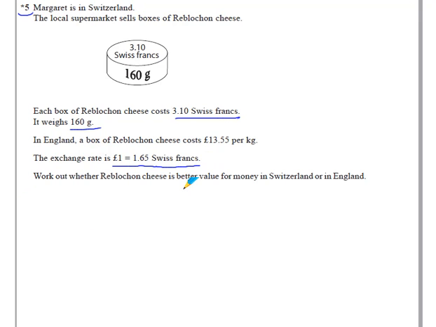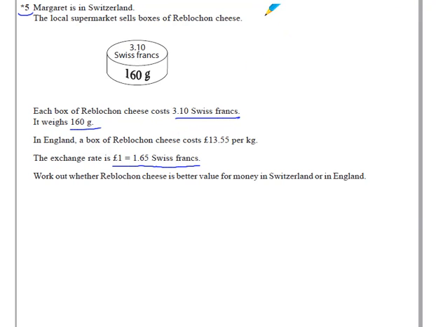Work out whether the cheese is better value for money in Switzerland or in England. So to work out that, we need to get directly comparable amounts. So we know in England, we're told the cheese costs £13.55 per kilo. So we're going to convert the Swiss cheese, when the cheese is bought in Switzerland, to find out 1,000 grams, which is 1 kilogram, and we're going to find out in English currency.